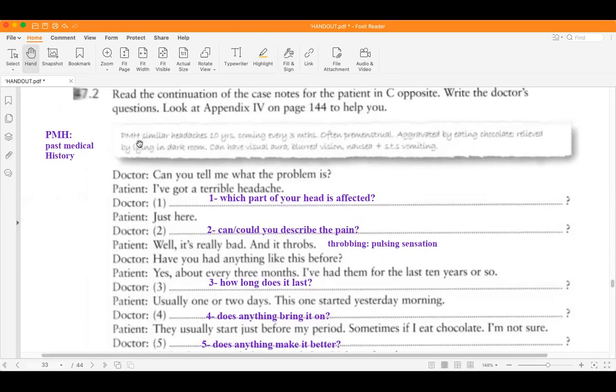PMH, as we said, is the abbreviation of past medical history. Past medical history: similar headaches, 10 years, coming every 3 months, often premenstrual, aggravated by eating chocolate, relieved by lying in a dark room, can have visual aura, blurred vision, nausea, and vomiting.